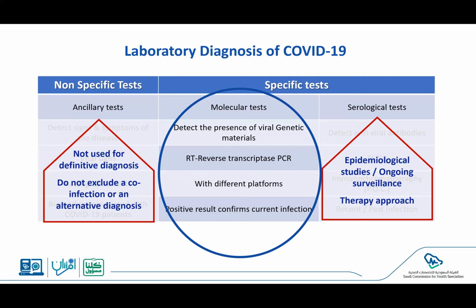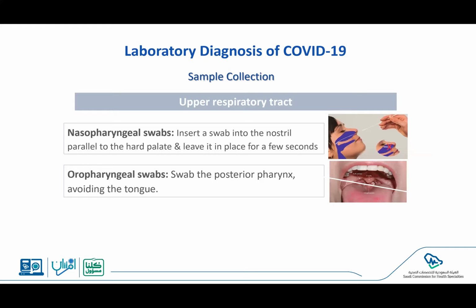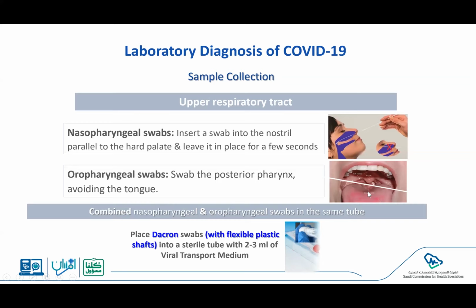Now we will talk about the samples required for PCR testing, or molecular testing. The samples can be upper respiratory tract samples: nasopharyngeal swab and oropharyngeal swab. Combine both nasopharyngeal and oropharyngeal swabs in the same viral transport media to increase the probability of detecting the virus and having a positive result, by increasing the viral load as much as you can. Make sure that you are not using a cotton swab or wooden shaft, as this might inhibit the reaction and give false negative results.